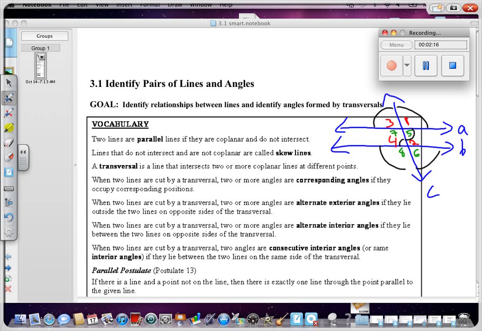7 and 4. Okay, so corresponding angles, alternate interior angles, and alternate exterior angles are equal to each other. But this one's different. Consecutive interior angles are not equal. They are supplementary, which means they add up to? Right. Okay. So you add up the angles and they equal 180. So angle 5 plus angle 2 equals 180. And angle 7 plus angle 4 equals 180. But they have to be the interior. Okay. They have to be in the interior and on the same side.